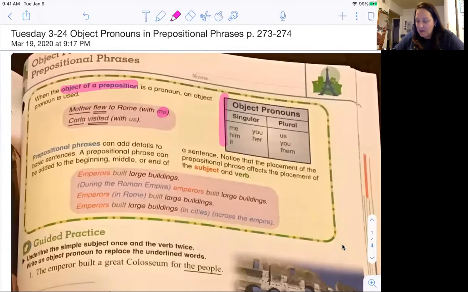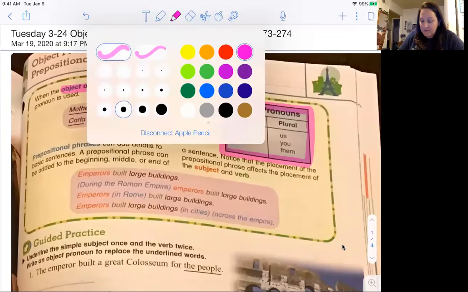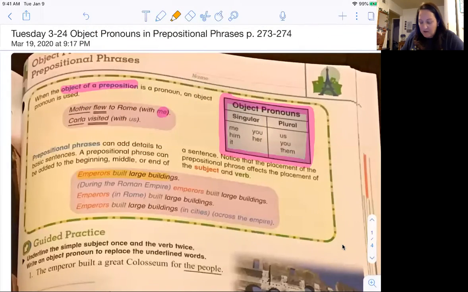Remember, object pronouns can be singular or plural in nature. Our singular object pronouns are me, him, it, you, and her. Our plural object pronouns are you, us, and them. So let's look here. It says prepositional phrases can add details to basic sentences. Our first sentence here is the sentence, emperors built large buildings. That's a pretty basic sentence.